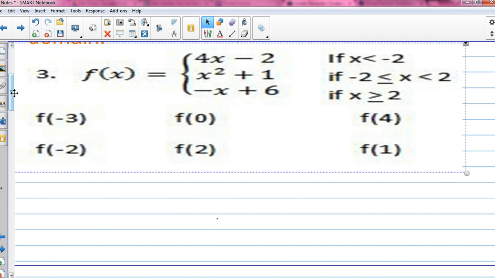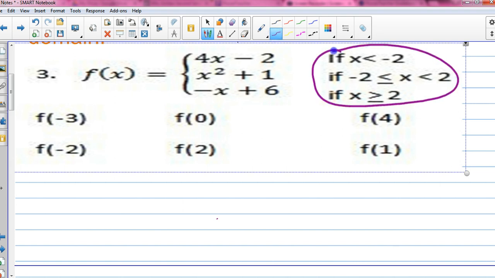So I have three functions all in one, and they have different domains. What I mean by domains is the x values. There's constraints. Here are my constraints. So when I ask you to evaluate, you're going to be doing function notation just like you did on the first day. We're going to plug in those numbers, but you have to pick the right function.